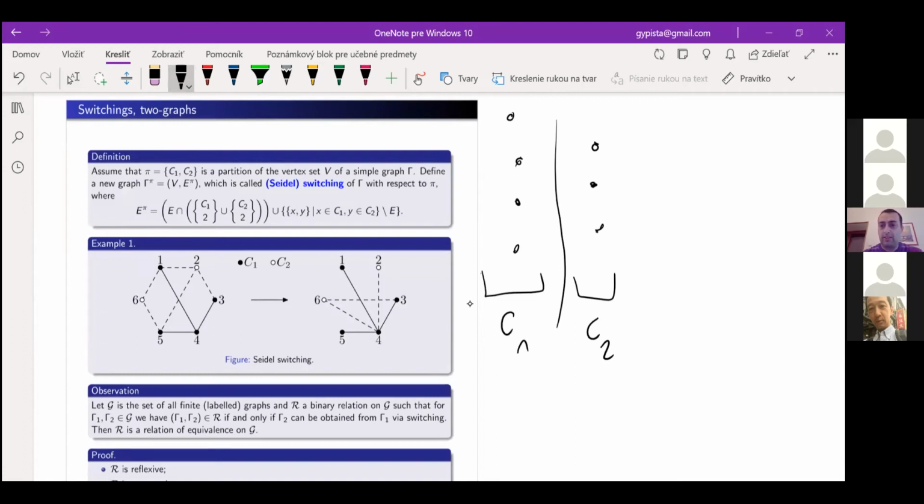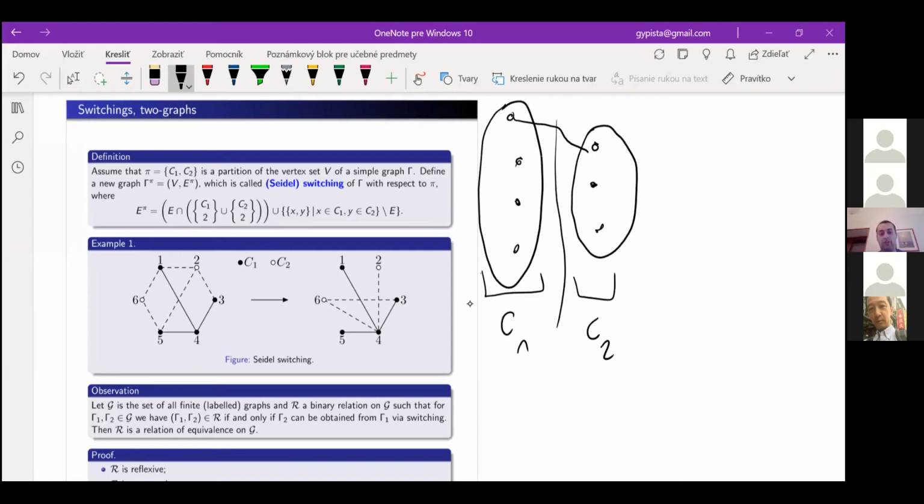It leaves all the edges and non-edges inside each of the two cells. So inside the cells, nothing is going to be changed, but between the cells, if you had an edge, then in the new graph, in the switched graph, it becomes a non-edge and vice versa. So what was a non-edge is in the new graph an edge. So here I have an example.